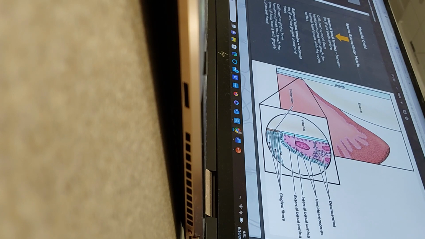Cells next to the gingiva form hemidesmosomes that attach the external basal lamina with the gingival connective tissue. And then you have these gingival fibers. Remember we talked before about fiber bundles. There's a little bit about that here too. The gingival fibers help to attach the gingival connective tissue to the PDL as well, and to the cementum.